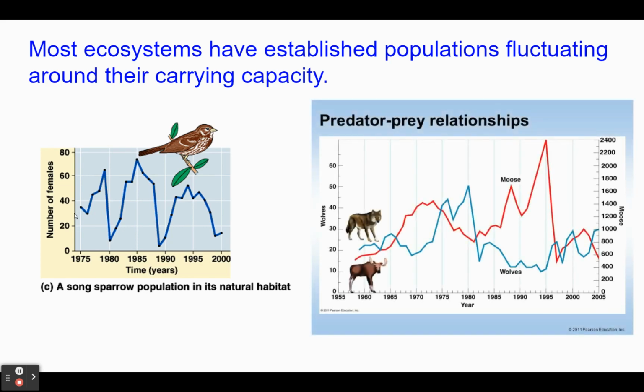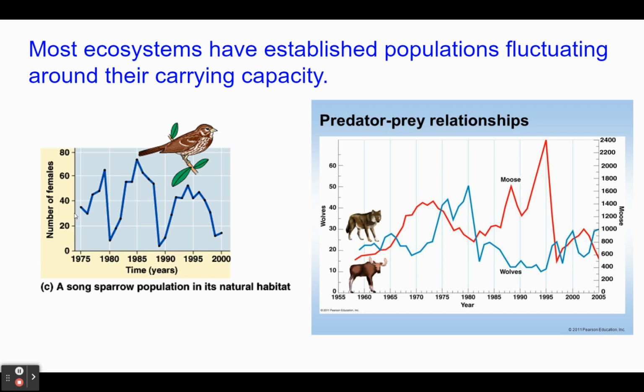Here's another example. We have two populations fluctuating. We've got moose in red and wolves in blue. And this actually shows one of the reasons why population sizes fluctuate at a carrying capacity. As we get more moose, the wolves who eat them are going to start eating more moose. They're able to, and once they're eating more moose, they have more energy for reproduction. And so the wolves are going to reproduce at higher levels because now they have more nutrition. The wolf population is going to peak until they've eaten too many moose. And we also see the moose population is going to crash because they're all getting eaten.